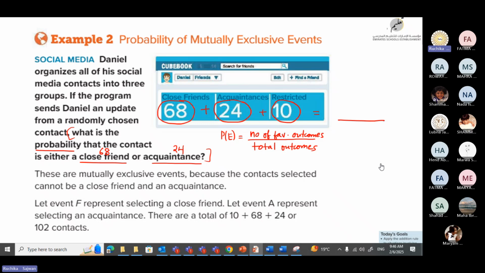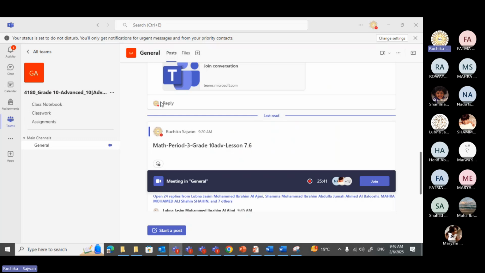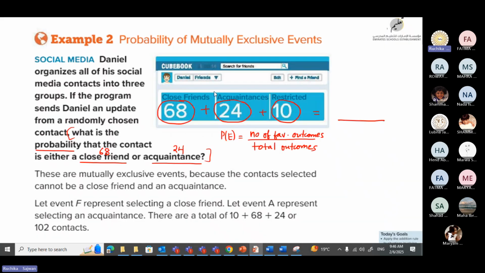Let's see who can give me. On the mic, you can unmute yourself and tell me the total. Use your calculator. No worries. How much? 102. Fatma says 102. Very, very good. So there are a total of 102 contacts.